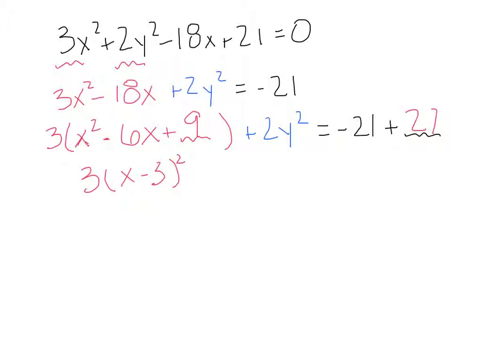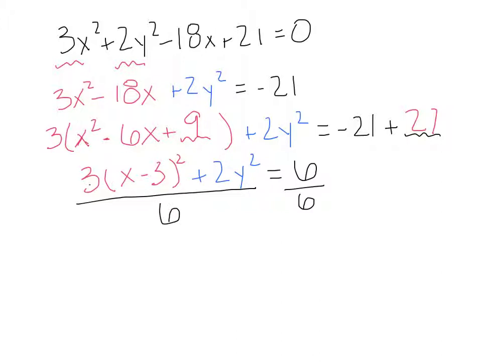Now our y's, we don't actually have to do anything. We have plus 2y squared equals negative 21 plus 27, which is 6. So we're almost ready with our equation. We just need it to equal 1. So look at the right-hand side. What would you need to divide 6 by in order to get 1? We would just divide by 6. To keep it balanced, you're going to divide the whole equation by 6.